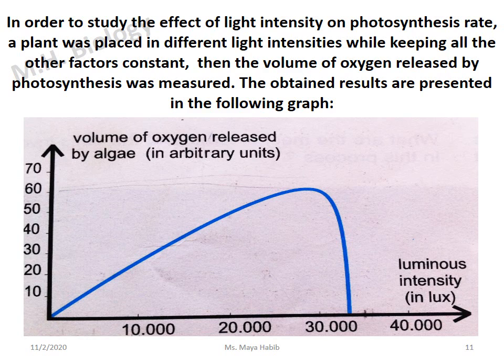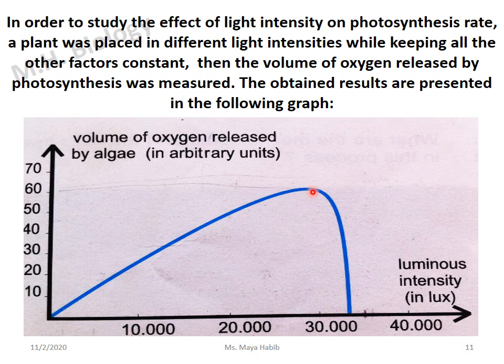Now let us look at the recorded results, which are presented in this graph. You can see at this point, where the light intensity is 0, the volume of oxygen released is 0, meaning that in the absence of light, oxygen is not released. Then you notice that, in the presence of light, that is for light intensity greater than 0, oxygen is released, and the volume of oxygen released depends on the light intensity, such that it increases till reaching its maximum, which is in this case, at light intensity of 30,000 lux.